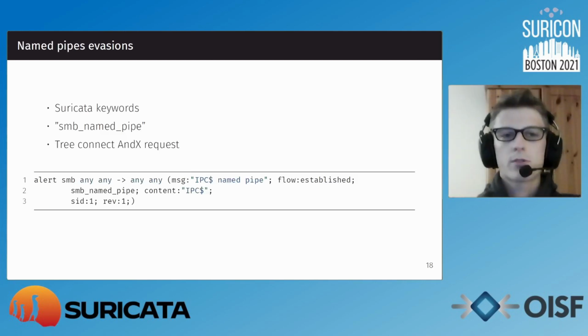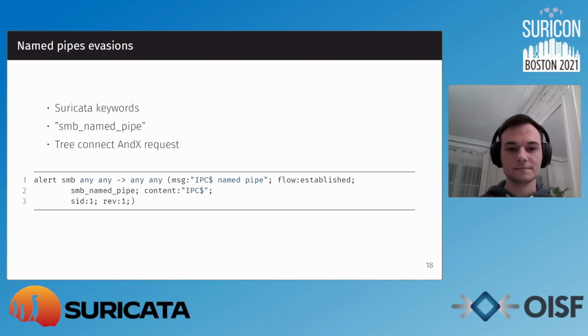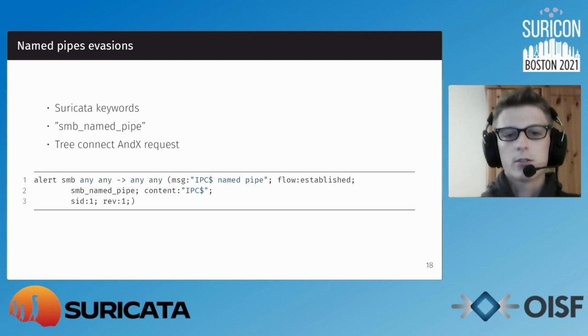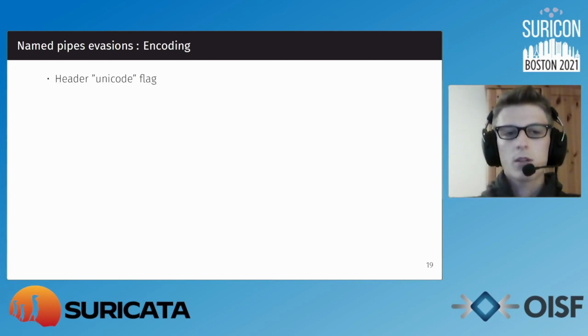And now we present the final evasion we tried. While we read the Suricata documentation, we spotted some SMBv1 keywords like SMB named pipe, which corresponds to the tree connect index request. And we wanted to test if the keywords were well analyzed by Suricata. So we used this rule to try this evasion. And so we tried to encode the string with another encoding method.